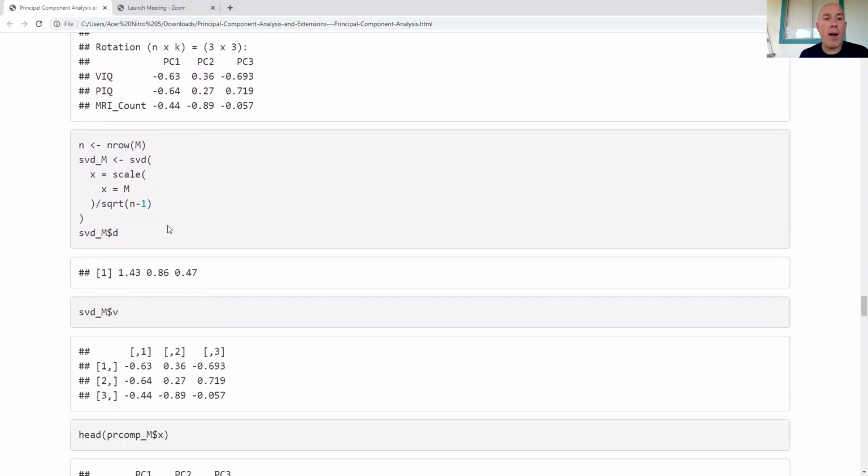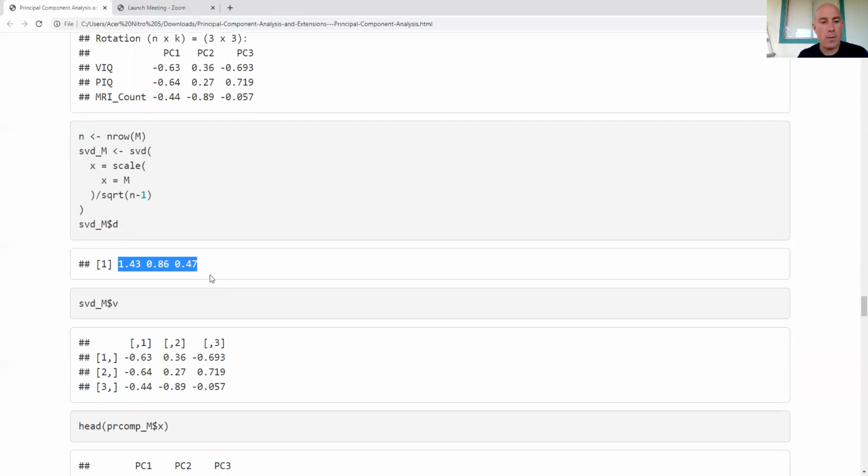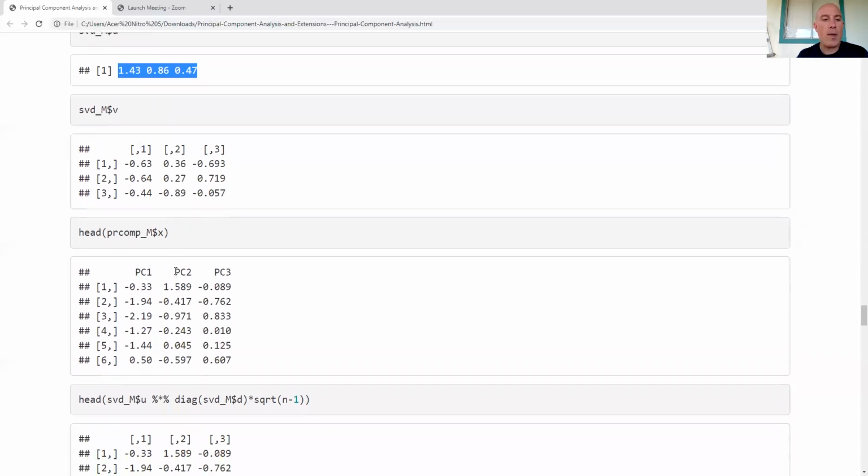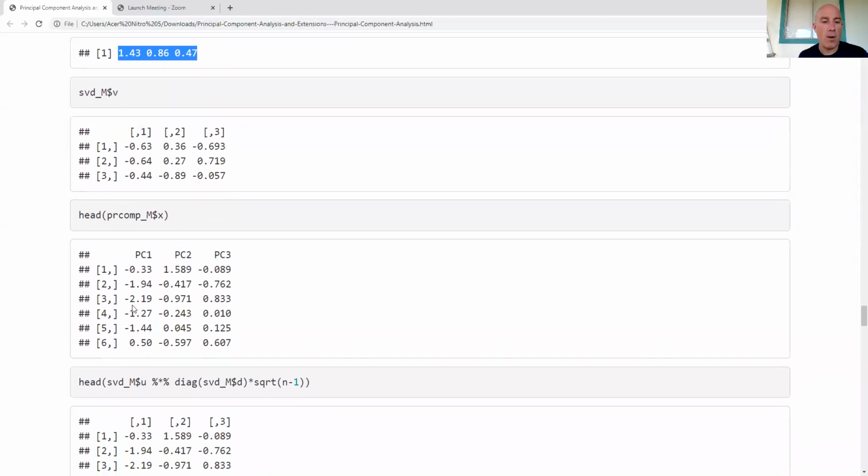Now, if I want to get the singular values, or sorry, if I want to get the variance aspect, what I can do is I can just do singular value decomposition on the rescaled version, and boom, I've got my singular values. And we see the same matrix again. Now the X, this is my principal components that are coming up. So if I wanted to do dimension reduction, or I wanted to replace my data with perpendicular data, then this is the data that I would be replacing it with.